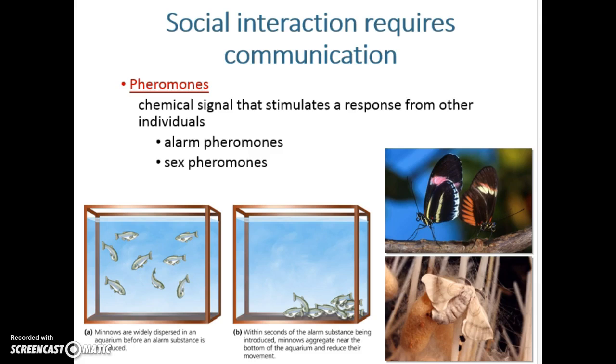So in the case of these minnows, they are spaced out in the first picture here on the left, but then one of the fish will give off a pheromone, release a chemical into the water. In the upper left-hand corner, the top fish does that. And so all the minnows then know to get away within seconds. They are moving away and clumping together to get away from that chemical signal.